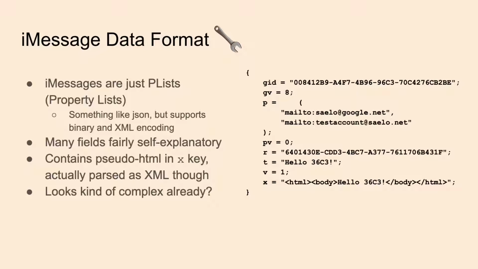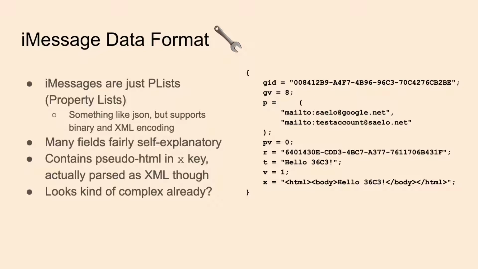Yeah, think of it like JSON or XML. And I guess some fields are self-explanatory. So P, that's the participants. In this case, this is me sending a message to another account I own. You have T, which is the text content of the message. So hello 3063.